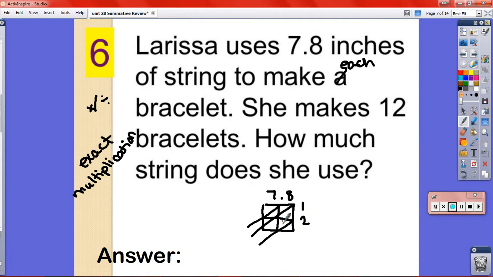2 times 8 is 16. 8 times 1 is 8. 7 times 1 is 7. And 7 times 2 is 14. Then I add along my diagonals. This is a 6. This is 13. This is 9. So the digits in my answer are 9, 3, 6, and I just need to place that decimal.